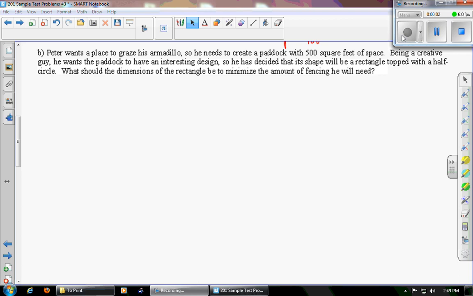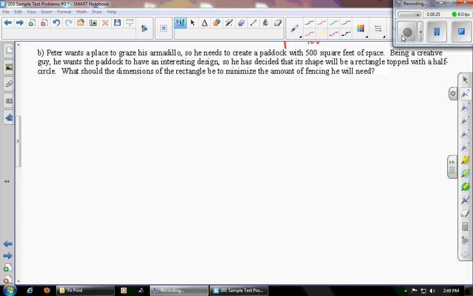This is problem number 4B on the sample test problems for test number 3. Peter wants a place to graze his armadillo, so he needs to create a paddock with 500 square feet of space. Being a creative guy, he wants the paddock to have an interesting design, so he has decided that its shape will be a rectangle topped with a half circle. What should the dimensions of the rectangle be to minimize the amount of fencing he will need?